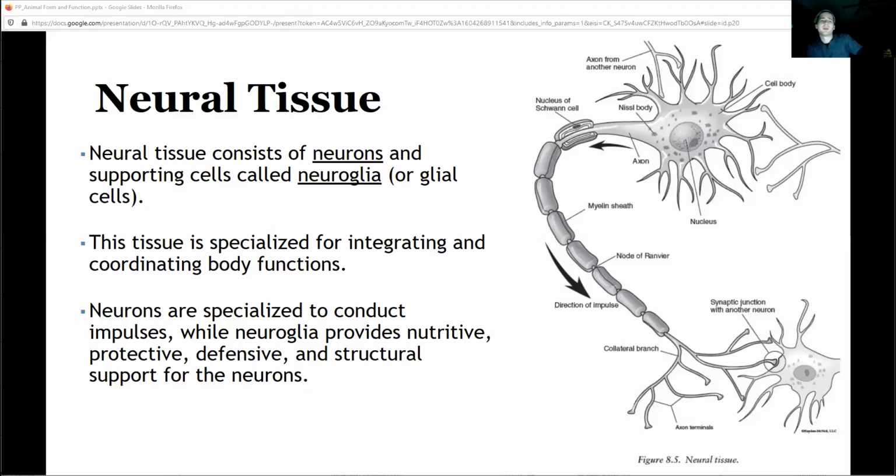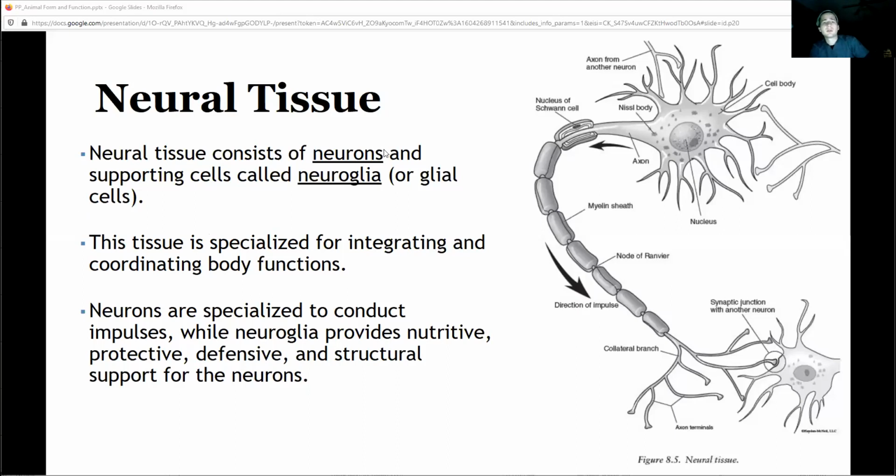Hello, folks. Like a lot of you, tuning in for another late night session of biology. So, again, for this last installment of this chapter, we're going to be talking about neural tissue. So let's go ahead and check out that PowerPoint.